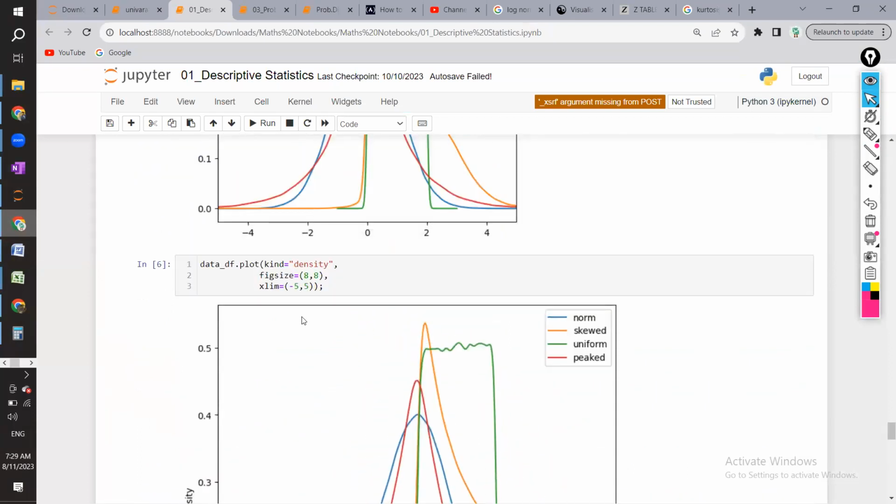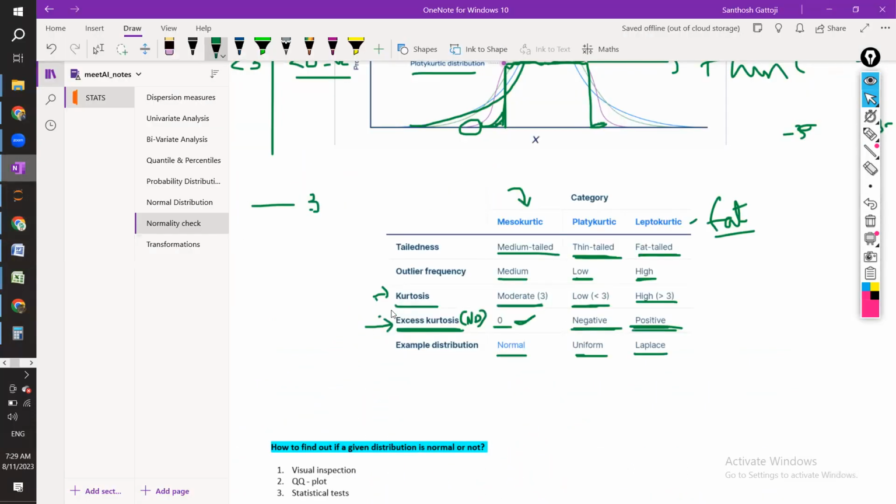So yeah guys, that's actually about the kurtosis part. Is it clear? Let me know any doubts, any confusions in the kurtosis. Or do you want to go through the class again? Let me know guys. Yes, sir. We need to go through again.